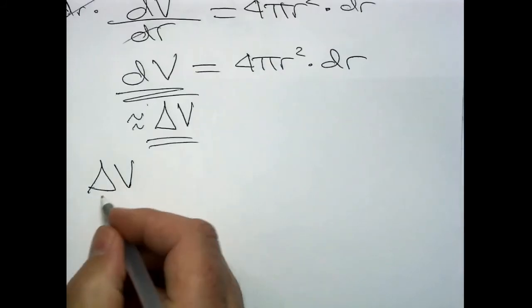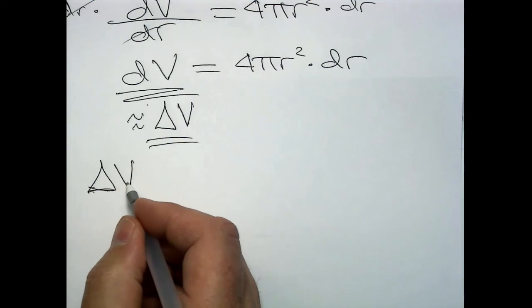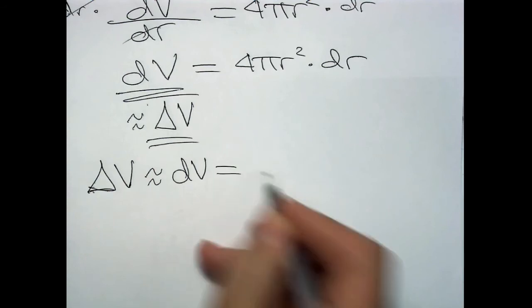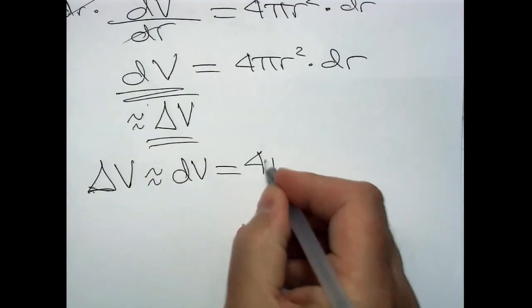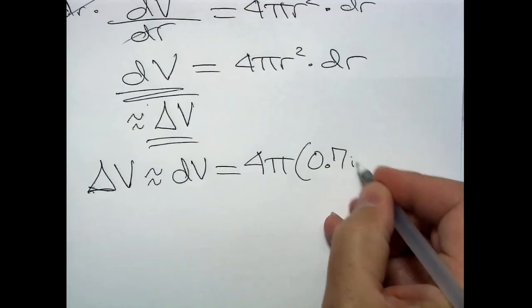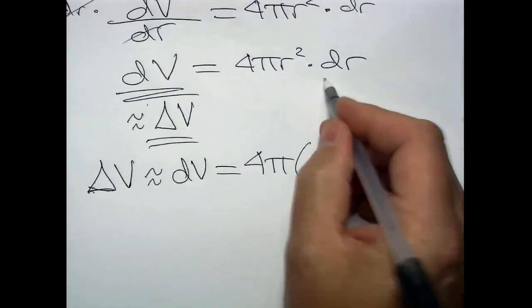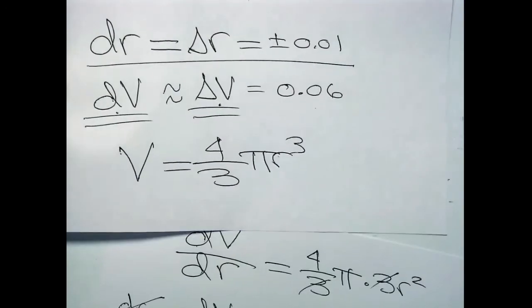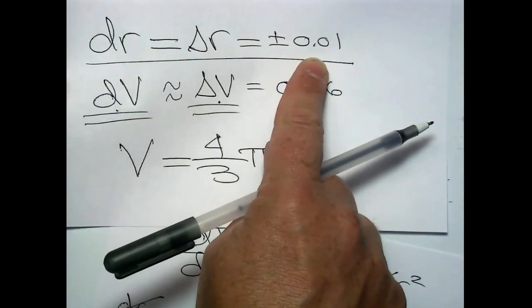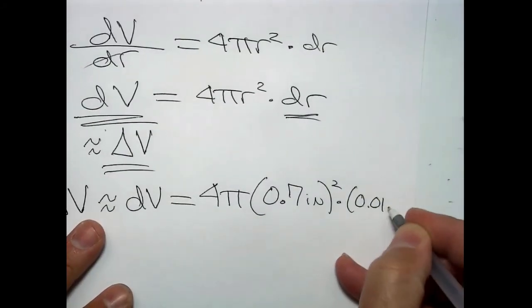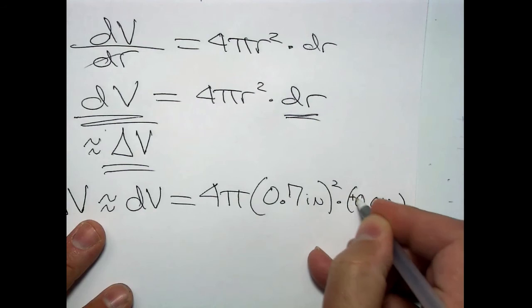Okay, talking to my boss here, and I'm telling him that the possible error in volume is approximately equal to dV, which is equal to 4 pi r squared, which is 0.7 inches squared, times dr. What's dr again? Oh, that's right. dr and delta r is the change in r, the real change in r. And these are exactly equal to each other. So that's 0.01 inches, or plus or minus if you like.